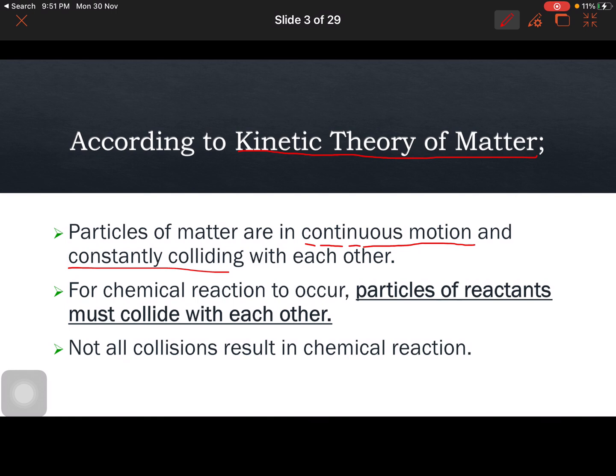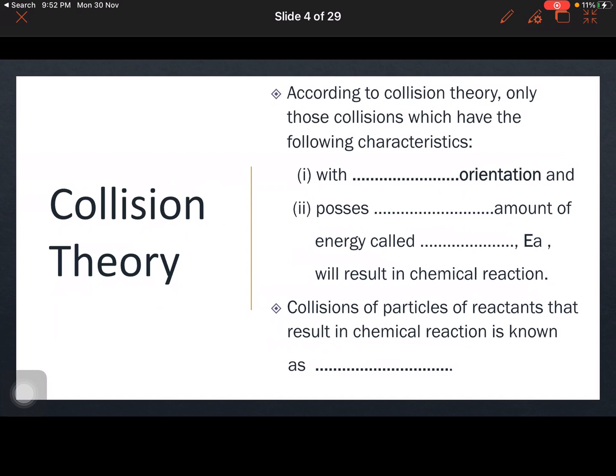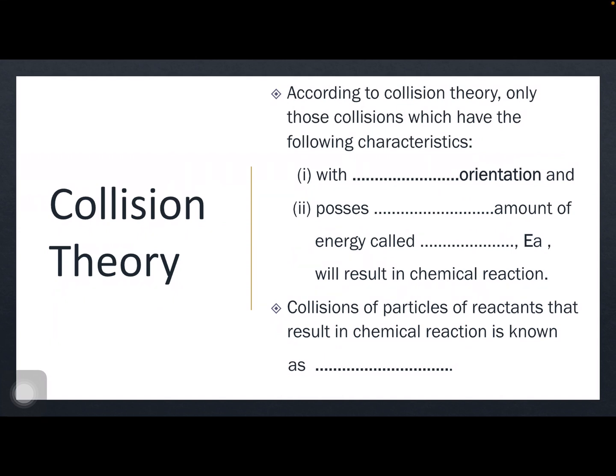Jadi, bila berlaku collision with each other, so there are possibilities for the chemical reaction to occur. Tapi hanya possibility sahaja because not all collision results in chemical reaction. So kita nak tengok macam mana syarat dia untuk chemical reaction to occur. Maka itu akan bawa kita kepada seterusnya adalah collision theory.